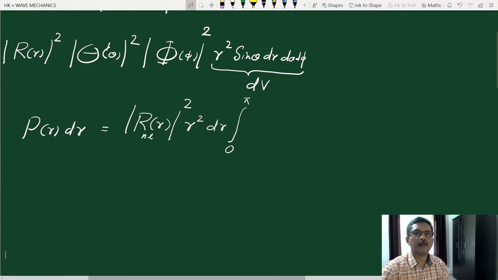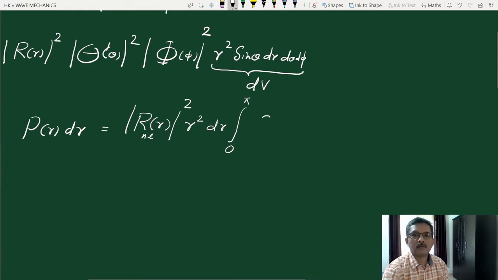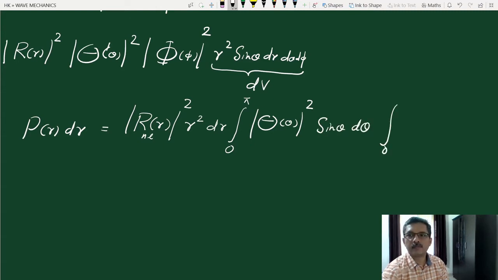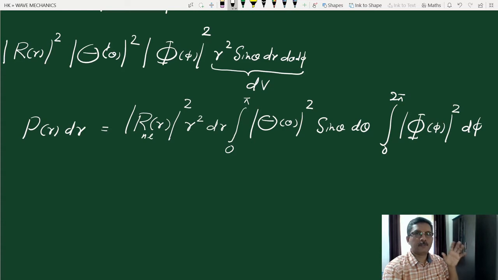Okay, 0 to pi, and the terms are capital theta squared, sine theta d theta. Then phi varies from 0 to 2 pi, and here the integrand is mod phi squared d phi. Now each of these wave functions, that is the radial wave function R, the polar wave function capital Theta, and the azimuthal wave function capital Phi, each of them is normalized.